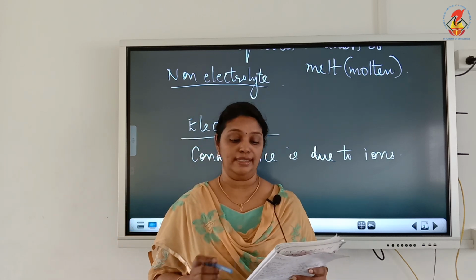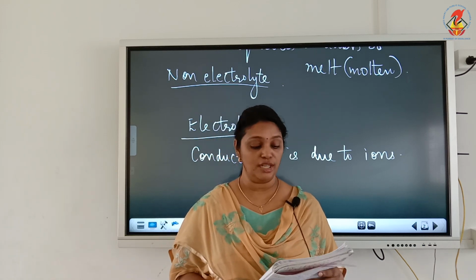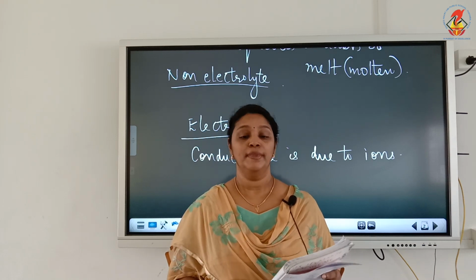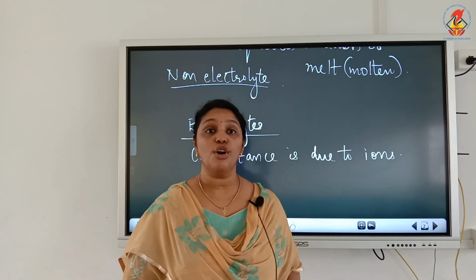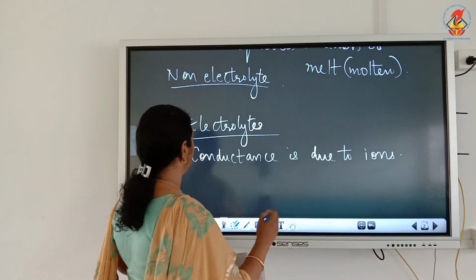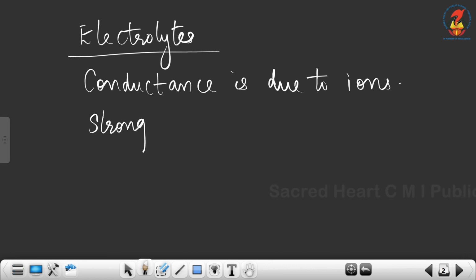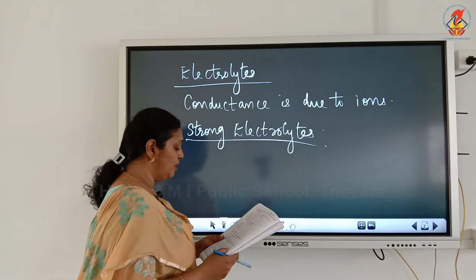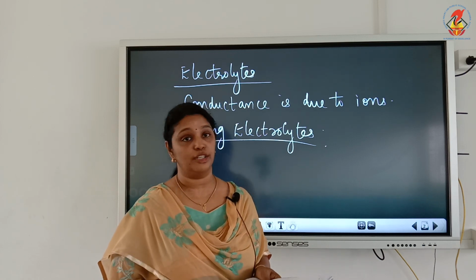And different electrolytes dissociate to different extent. Depending upon the degree of dissociation, Faraday again classified electrolytes into two types, strong electrolyte and weak electrolyte. So, let's see what are strong electrolytes first. The strong and weak electrolyte classification is based on the degree of dissociation of the electrolyte.